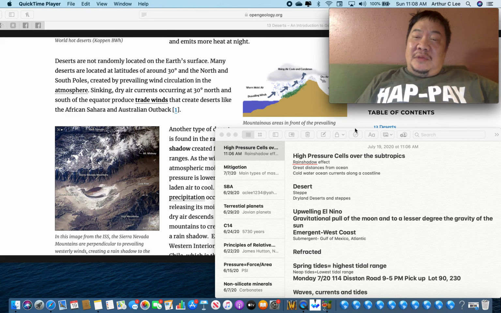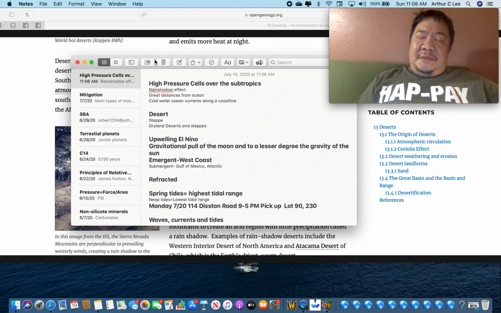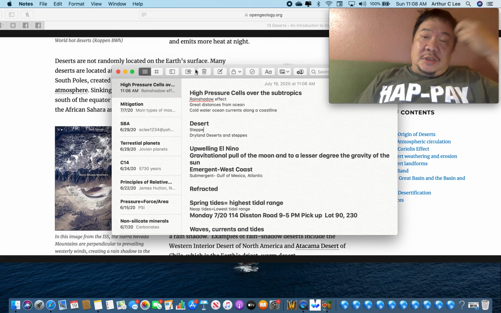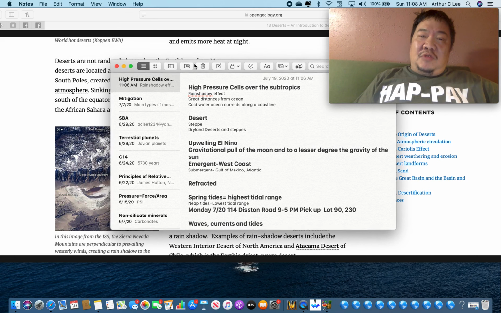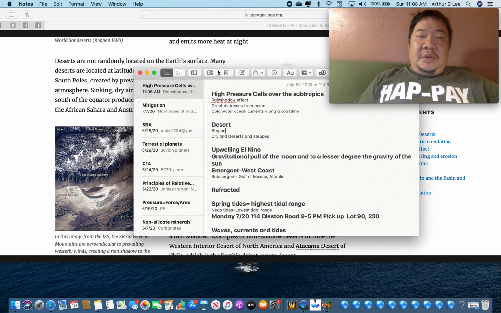Last time we talked about the main reason why we have deserts, which is high pressure cells over the subtropics, because of those diverging air masses at the Tropic of Cancer, which is 30 degrees north latitude, and the Tropic of Capricorn, which is at 30 degrees south latitude. But there are three other reasons why we have deserts, and those include the rain shadow effect, great distances from the ocean, and cold water ocean currents along the coastline. Let's talk about those next.